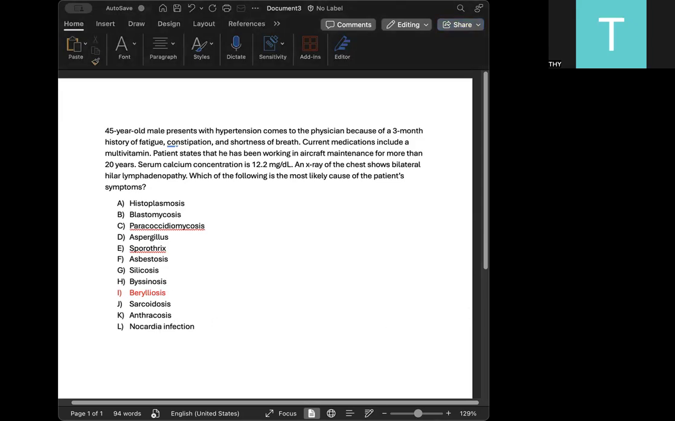Option K is anthracosis. Anthracosis is exposure to coal. It's one of the least severe pneumoconioses out of the list. Last is nocardia infection. Nocardia is the only gram-positive that is partially acid-fast. This patient hasn't been exposed to nocardia; they would definitely give you a lot more information. The best treatment for nocardia is TMP-SMX, trimethoprim-sulfamethoxazole, and that's it.